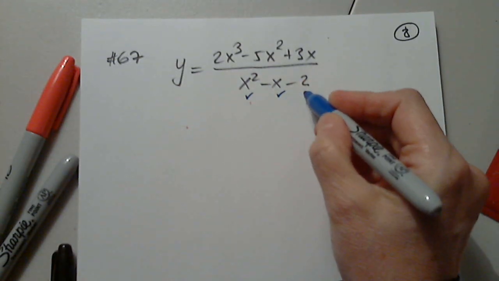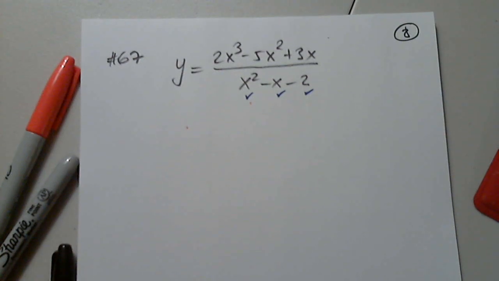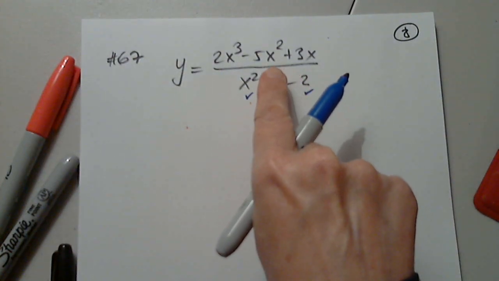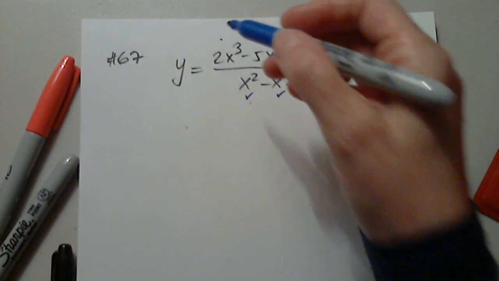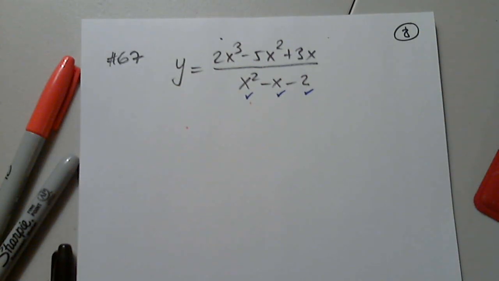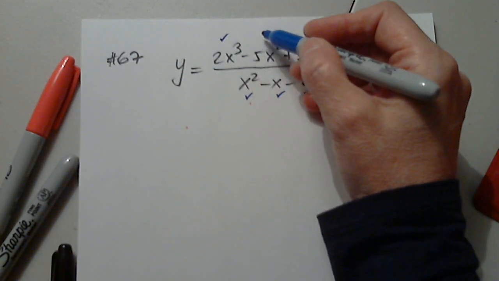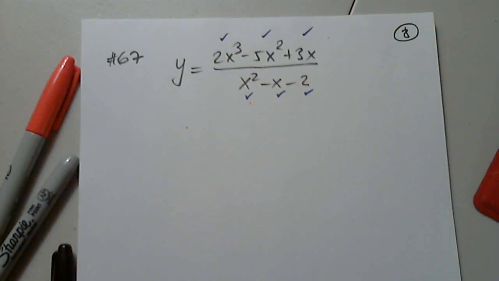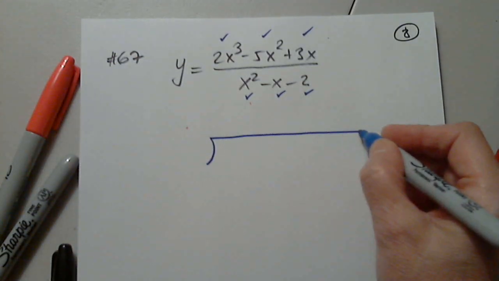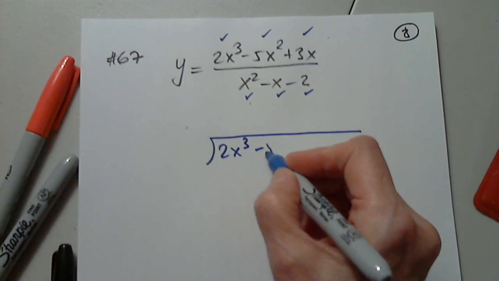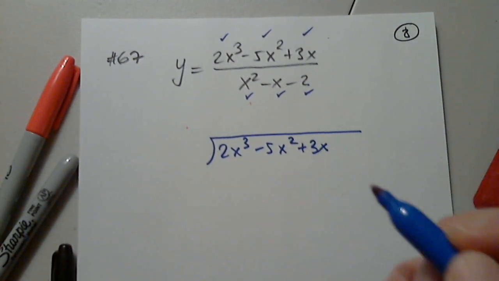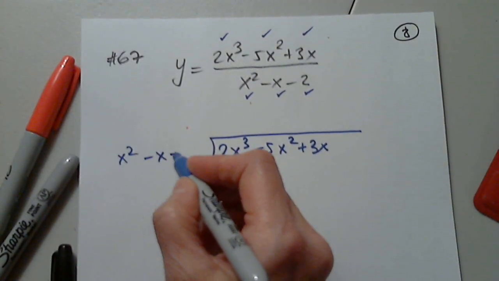This is correctly presented in descending order, but this one isn't. Oh, I'm sorry. It's cubed. So did I copy it in the correct order already? No, it was already. Okay, that's fine. So yes, degree 3, degree 2, degree 1. So both of them are in descending order. So that's my first concern. Perfect. So 2x cubed minus 5x squared plus 3x, and we are dividing by x squared minus x minus 2.